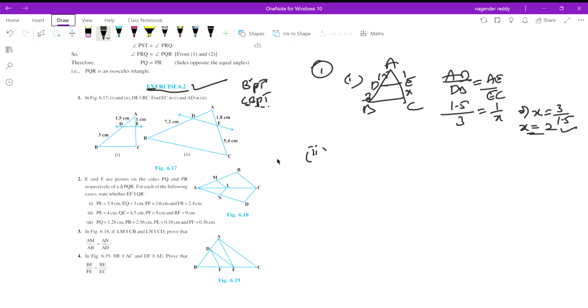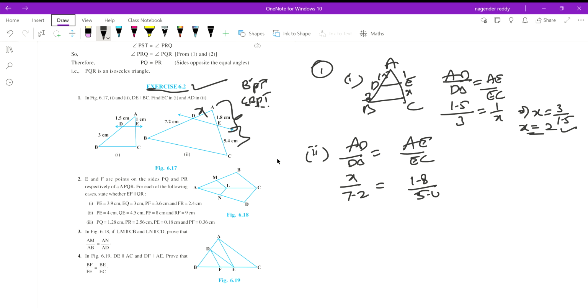We'll go for the second bit. Same triangle here, AD by DB is equal to AE by EC. AD we have to find, assume that it is x, and this is 7.2, and 1.8 by 5.4. We'll apply general logic. Suppose that this is 18, 18 3s are 54. Compulsorily, 3 times of this x should be 7.2, that is nothing but 24. 24 3s are 72. 18 3s are 54. In that case, we can get the x value.